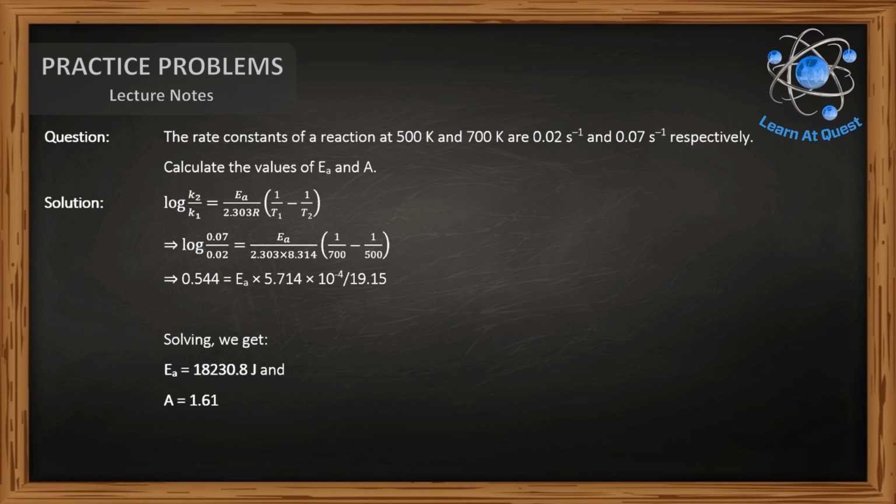When we do that, we can find the value of A by making A the subject. Using this formula, we find that the value of A is 1.61. Hence, for this reaction, the activation energy is 18,230.8 joules and the value of A is 1.61.